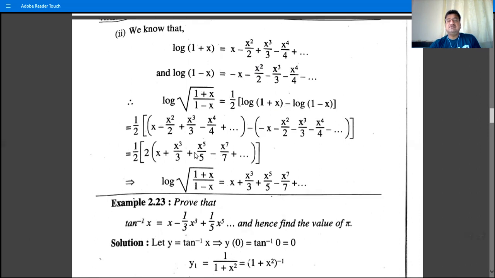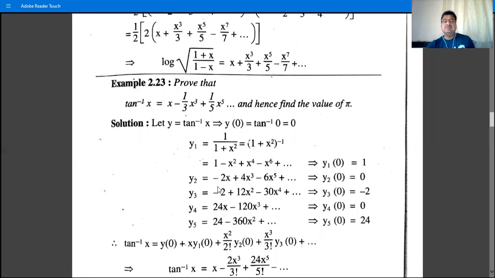In this way, x raised to 5 by 5 and x raised to 5 by 5 becomes 2 times x raised to 5 by 5. And here on the right side, it is not minus, it is plus, x raised to 7 by 7 again is 2 times. Okay, and so add all these terms. We have this answer and then take 2 as common. So we have x plus x cubed by 3 plus x raised to 5 by 5 plus, it is not minus, plus x raised to 7 by 7. This is the expansion of log root of (1 plus x) divided by (1 minus x).